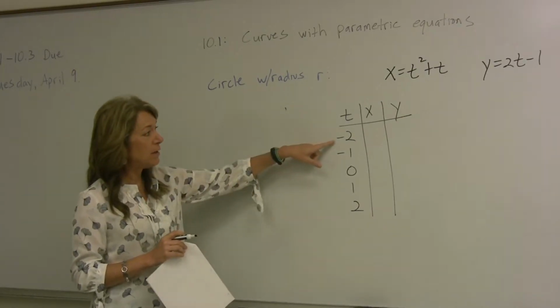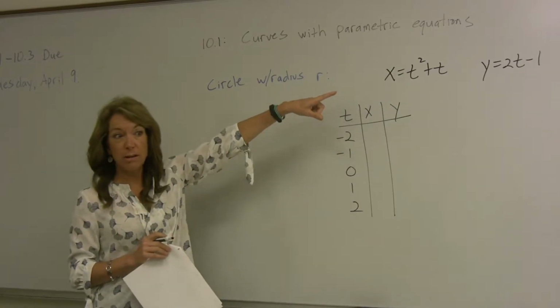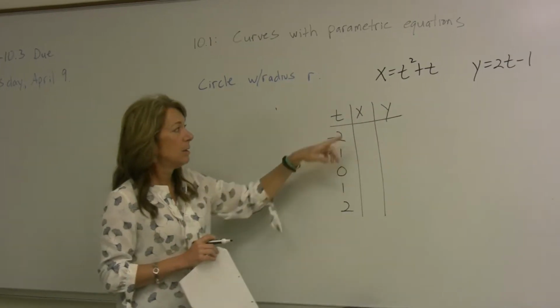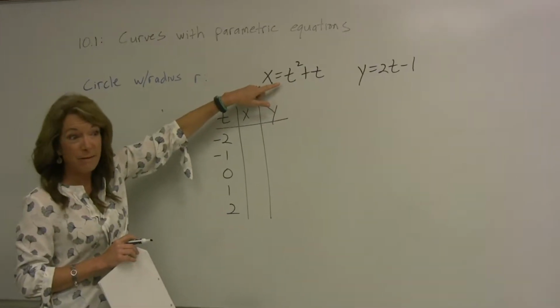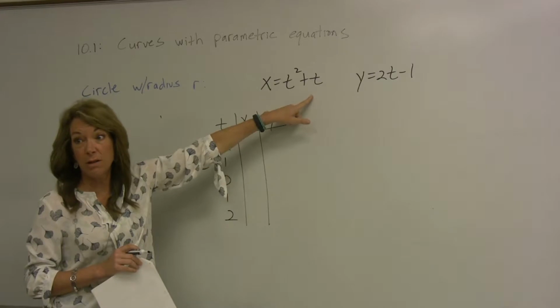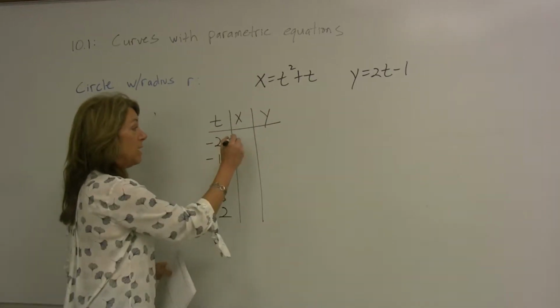So now for each of these t's, I'm going to plug them into these equations and find x and find y. I do this in my head, you guys all right with that? Minus 2 squared, positive 4, plus minus 2, that's 4 minus 2, so that's 2.